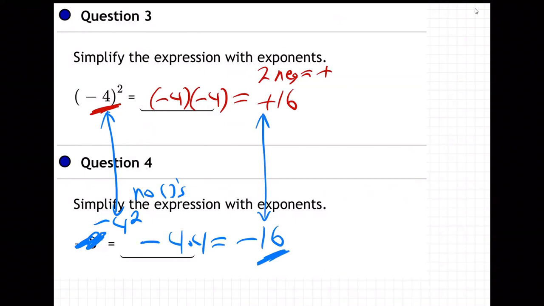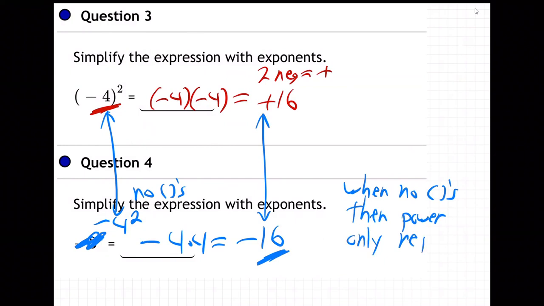Why did that happen? Why didn't you repeat the negative twice? Doesn't that 2 mean 2 negatives? No. Good question. When there's no parentheses, let me write it here, the power, the exponent, only repeats. It's a repeat symbol, it repeats the number, not the negative sign. The negative sign is separate.